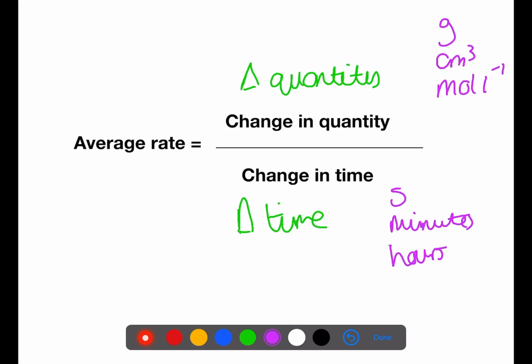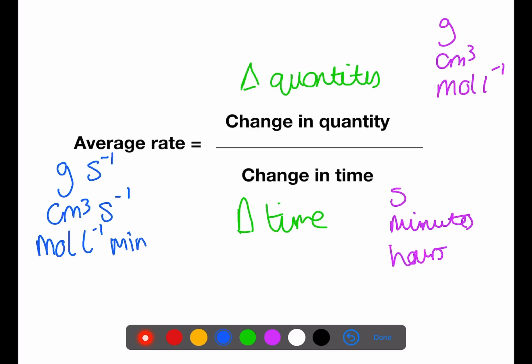The units for average rate are the units for quantity per the units for time. For example, grams per second, centimetres cubed per second, moles per litre per minute. So read the question very carefully to find out what the units are.